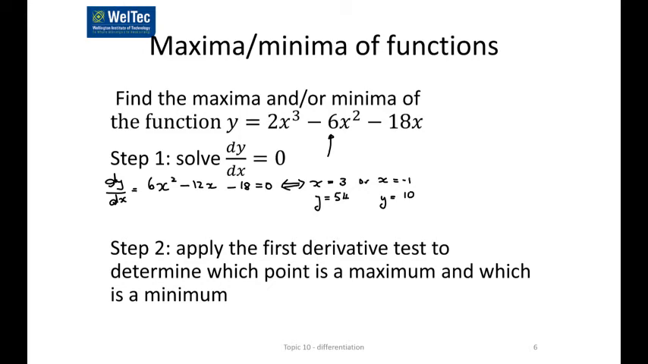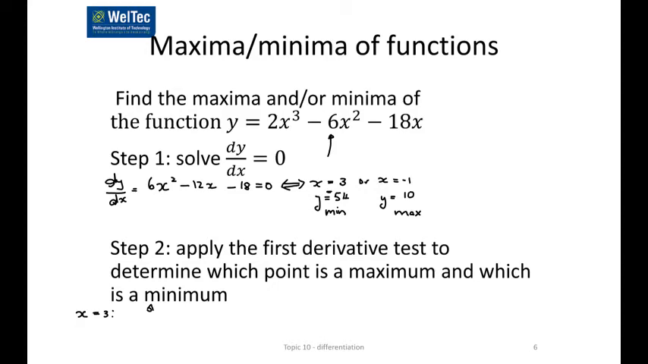Now we can see from that y equals 54 is bigger than y equals 10. So we can see that at x equals 3, it must be the maximum. And no, actually, that's -54. So this is the minimum and this is the maximum, but we need to prove it.